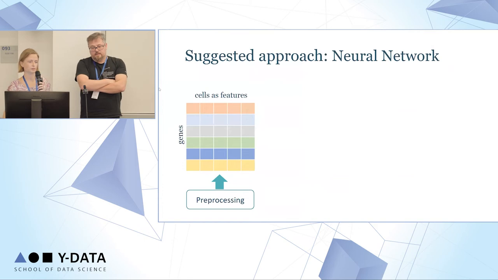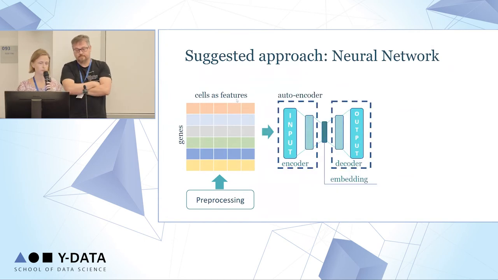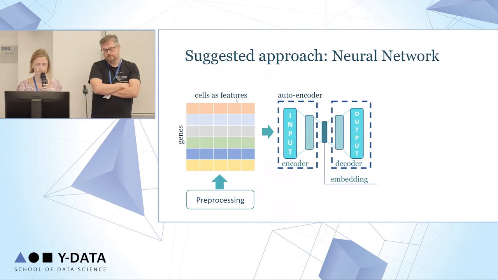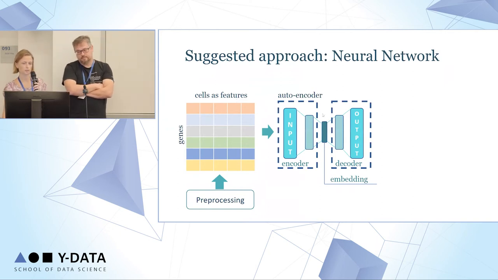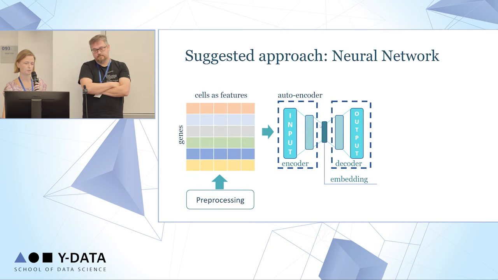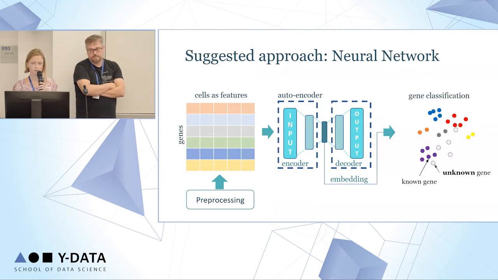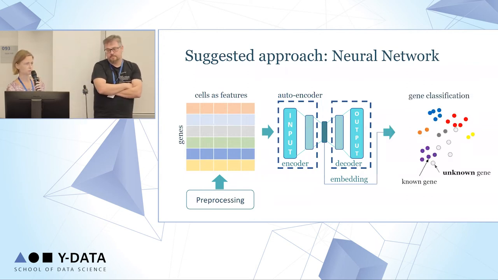The idea was to take the same data, use cells as features, and reduce its dimensionality with an autoencoder. The main idea of an autoencoder is to get an embedding space, which is the low-dimensional representation of the input data. And then when we have this embedding space, we run a classification task on it.